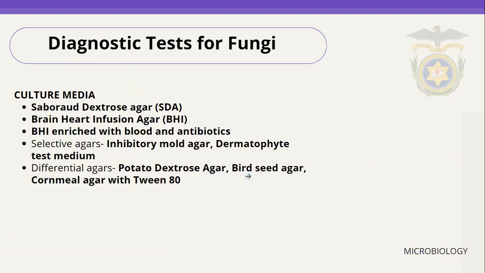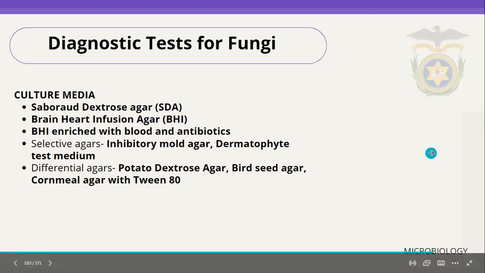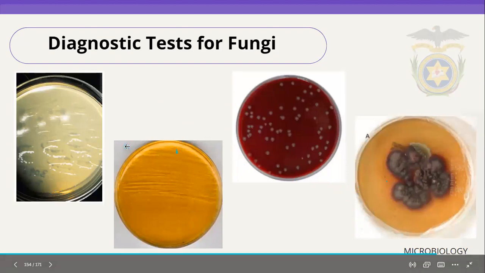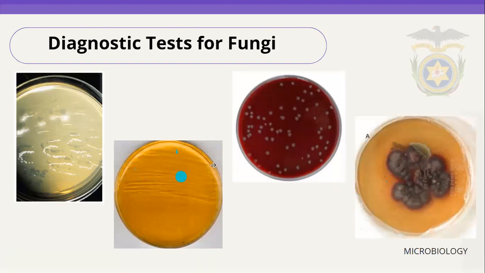So for the diagnostic test, we also use culture media for the isolation and cultivation of fungi. So we have the Sabouraud dextrose agar, we have the brain heart infusion agar, we have BHI enriched with blood and antibiotics, we have selective agars like inhibitory mold agar and dermatophyte test medium, and we also have differential agars, which are potato dextrose agar PDA, the birdseed agar, and the cornmeal agar with Tween 80. These are the following culture media used for the identification of fungi.